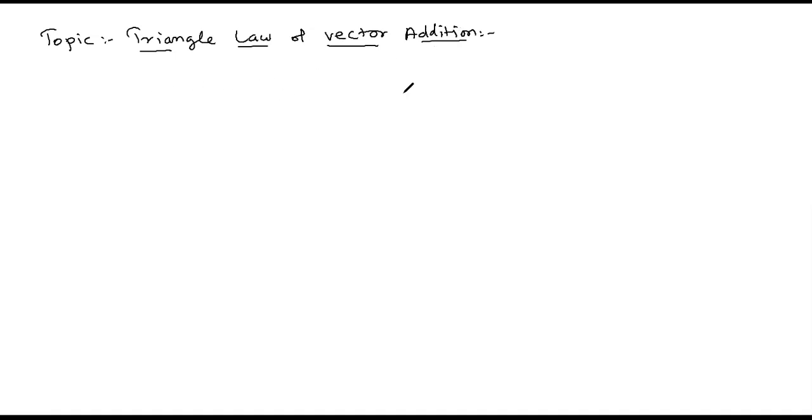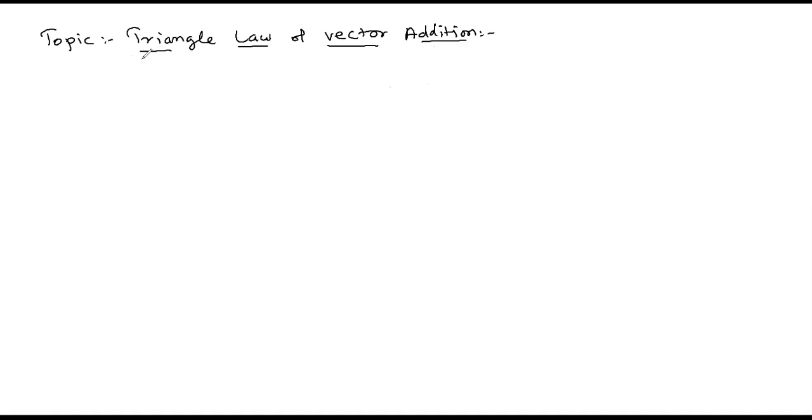So today we'll discuss the triangle law of vector addition. First of all, we'll see this law, that means how the vectors can be added here. That is addition or composition of vectors. We have to see the triangle law of vector addition, parallelogram law of vector addition, and polygon law of vector addition. So out of this, let's discuss the triangle law of vector addition.